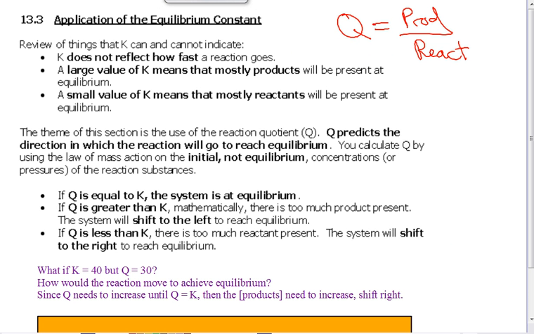Okie dokie. So, applications of the equilibrium constant. Right now, a lot of reactions in this room are not at equilibrium. So what's happening if they're not at equilibrium? It's moving that way, right?